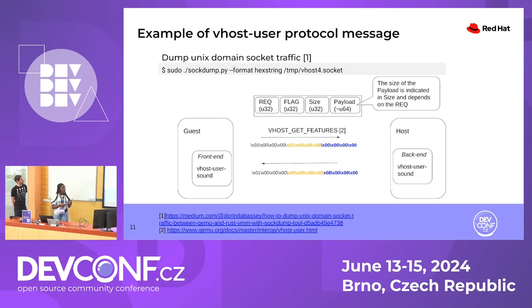So this is an example of what a vhost-user protocol message looks like, where we have the front end sending the virtqueue memory layout and configuration to the back end. The message output here is in hex. You can see the command line, which I attached there. An example of one of these messages is the vhost get features message. It's expecting an acknowledgement reply. And sometimes, not all messages expect a reply from the back end.